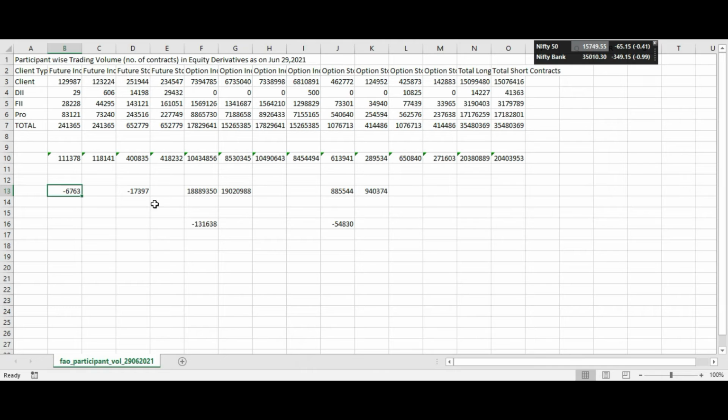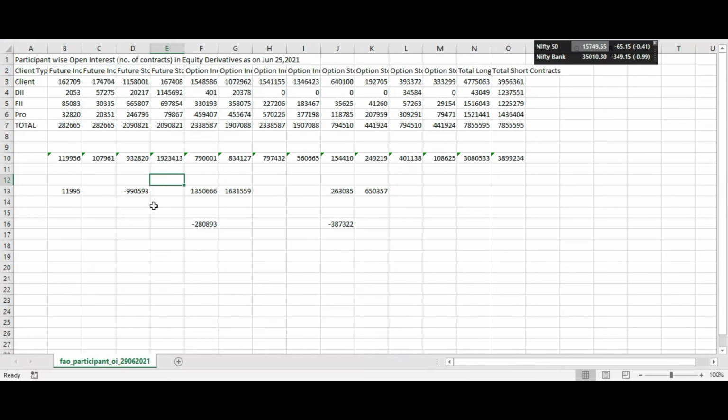Okay, so what does the participant wise OI tell us? Although the DII short contracts are more, we will ignore this particular number, because they generally are the long term players and they will do the job only when the time comes or when there is any trigger point as such. At the moment, I don't see any trigger points for quickly booking their shorts, so we will currently ignore them and let's consider only this.